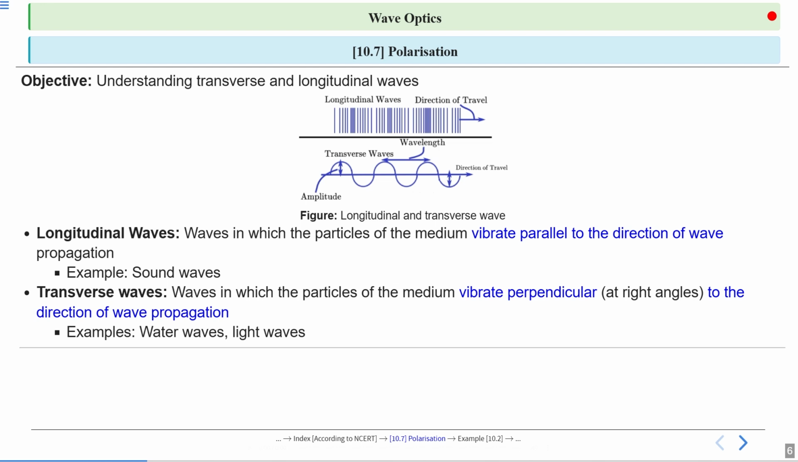Electric field vector and magnetic field vector: both these vectors oscillate perpendicular to the direction of propagation, and also these two vectors are mutually perpendicular to each other. The oscillations of these two vectors, magnetic field and electric field vector, are mutually perpendicular and also perpendicular to the direction of propagation. That's why light wave is also a transverse wave.